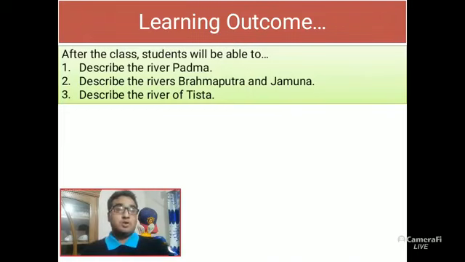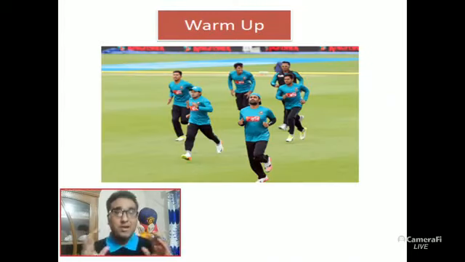Okay, so boys, now I'm going to take a warm-up session, and in this session I will talk about different topics and different things, and these things will help you to understand today's class fully. Okay, first of all, I am going to give some information about the rivers of Bangladesh. There are 700 rivers in Bangladesh. That is why Bangladesh is called the riverine country.